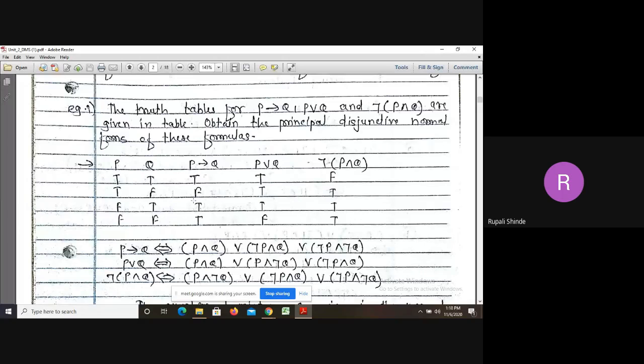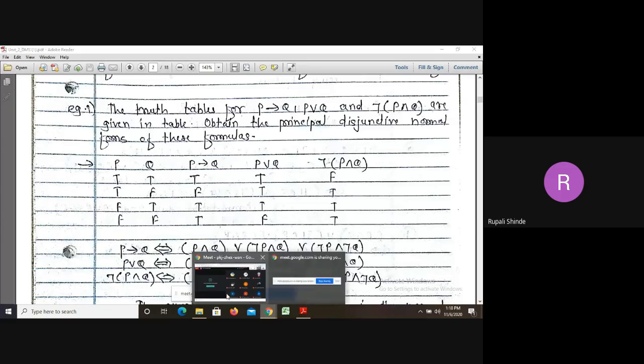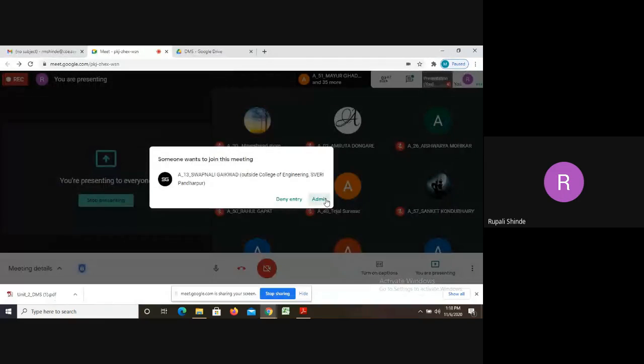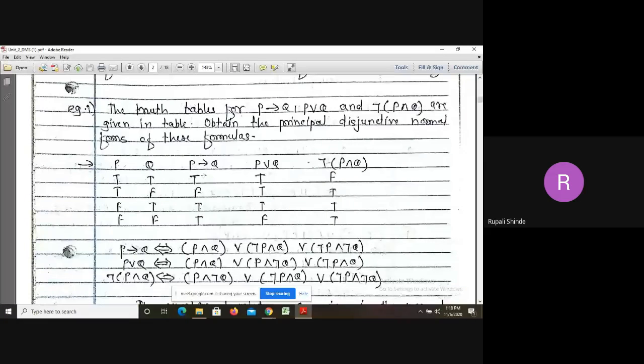Okay. So for this PDNF, what we have to do? We have to check where we have written T in that respective column. Now check here. For this P conditional Q, we have written T at three different places. So first T is given here, then here, and here. So there will be three possible minterms. So how we can define first minterm? So again, same rules we have to apply. Those we have seen in unit number 8.